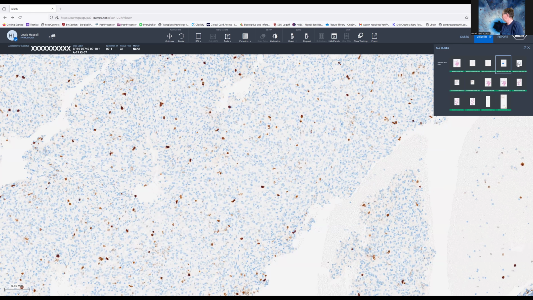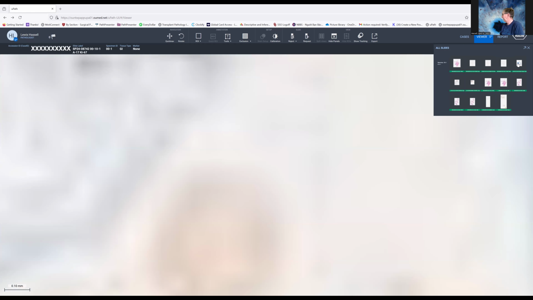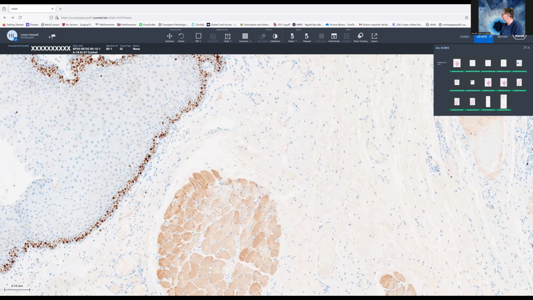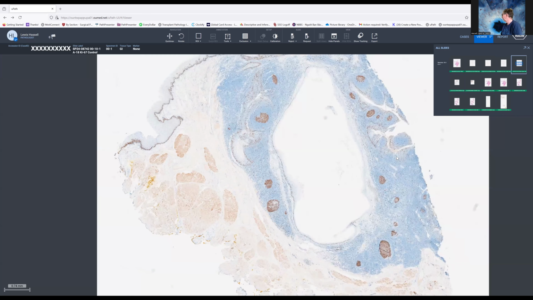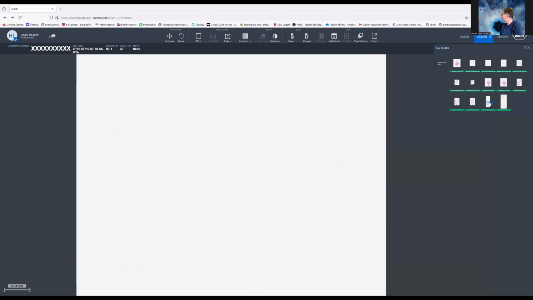A couple of additional markers were done, given the differential diagnosis that we were considering. Oh, this is one of my controls. So we did a couple of additional markers to look at this lesion, and these were the protein product of certain fusion genes.